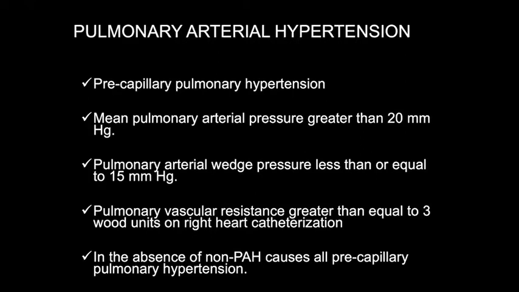Then your wedge pressure should be low. It should not be related to the heart. So pulmonary arterial wedge pressure less than or equal to 15 mmHg. The pulmonary vascular resistance should be equal to or greater than 3 Woods units on the right heart cath. And in the absence of all non-PH causes of pre-capillary pulmonary hypertension.